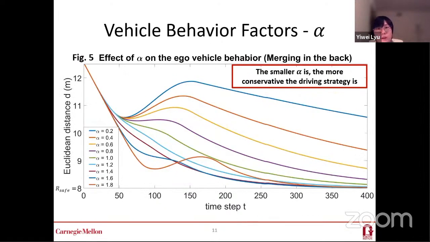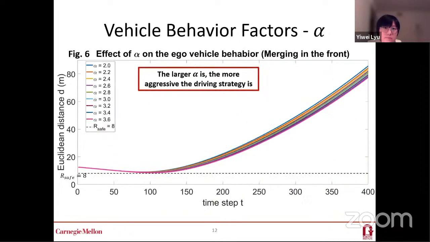Next, we are going to talk about the factors that can affect the ego vehicle's behavior generation. The first factor is, of course, the choice of alpha, since it represents the degree of driving conservativeness or aggressiveness. And here's the case where the ego vehicle merges in the back of the merging vehicle. We can see the smaller alpha is, the more conservative the driving strategy is. And here's a case where the ego vehicle will merge in front of the merging vehicle. Now we can see the larger alpha is, the more aggressive the driving strategy is.